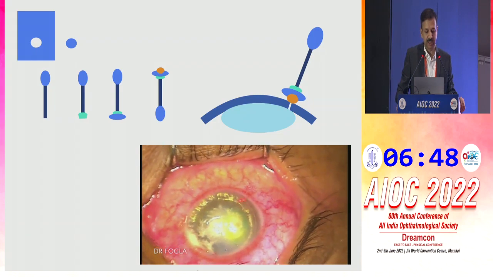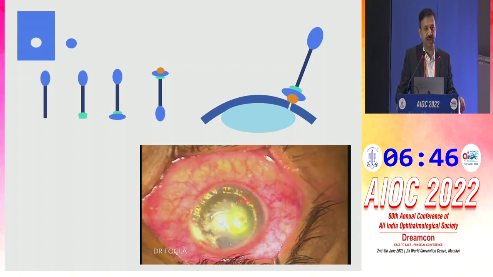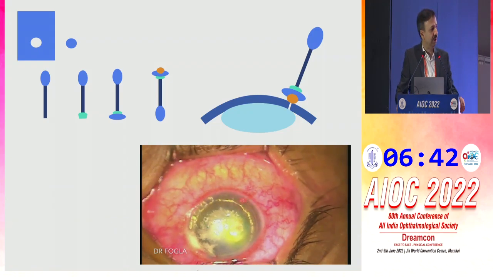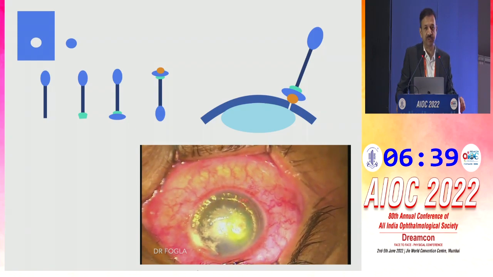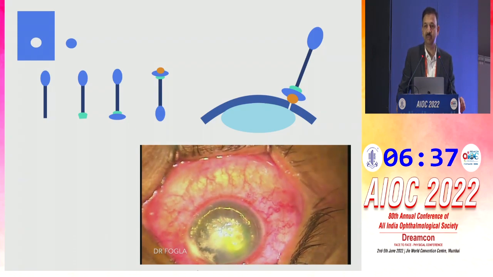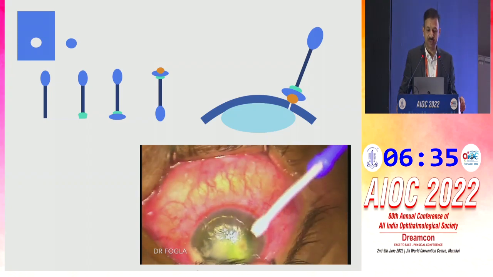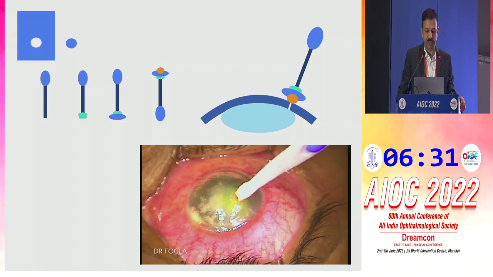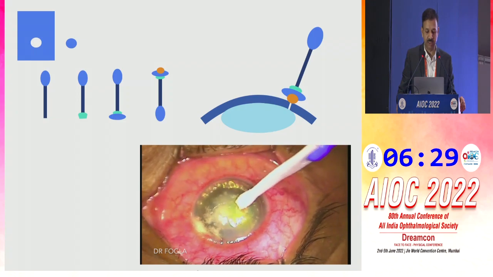To dry the surface at the area of perforation, you put an air bubble in the anterior chamber, and then you debride the epithelium around the site of perforation, because if you don't debride the loose epithelium, the cyanoacrylate glue is not going to stay. You can do that gently after you have placed an air bubble into the anterior chamber.